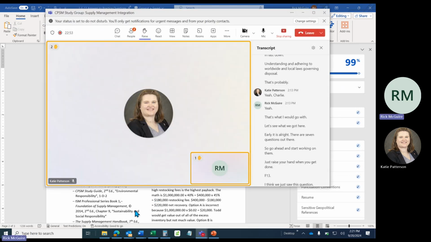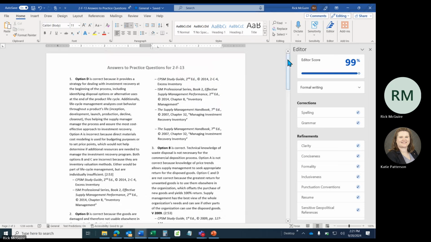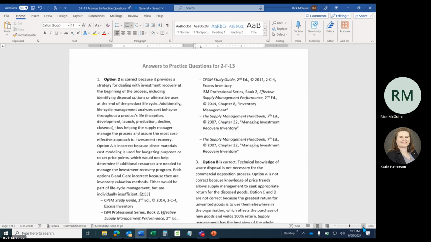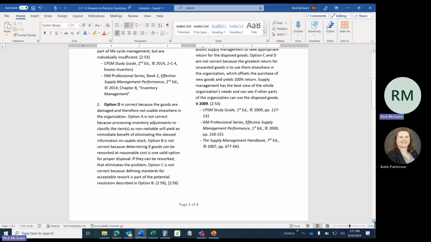All right, let's go over some answers here. Number 1 is Delta, because it provides a strategy for dealing with investment recovery at the beginning of the process. 2 is also Delta. This one was a little tricky because the goods are damaged and therefore not usable elsewhere in the organization, and you were looking for an except.